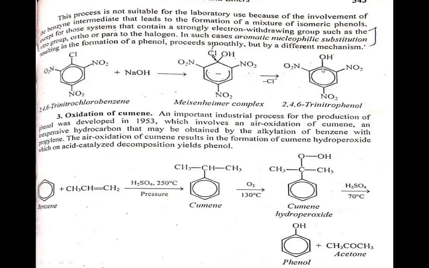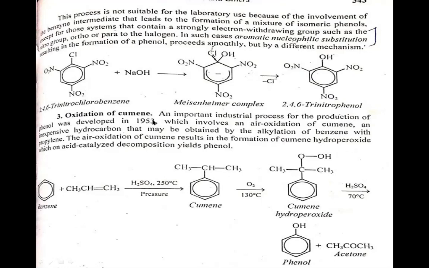intermediate. Now in this case, this is 2,4,6 trinitrophenol is formed. Now the third method is by oxidation of cumene. We can prepare phenol by the oxidation of cumene.